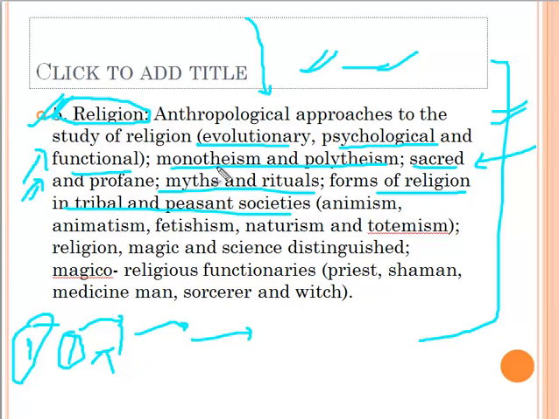Myths means there are different mythological stories in different cultures, and there are different rituals, and how they are related to religion, and how they are related to social stability and all those things. Then forms of religion in tribal and peasant societies, like animism, animatism. All these have different definitions. Animatism means belief in some supernatural power. Animism means belief that every object or everything, living or dead, has a soul.